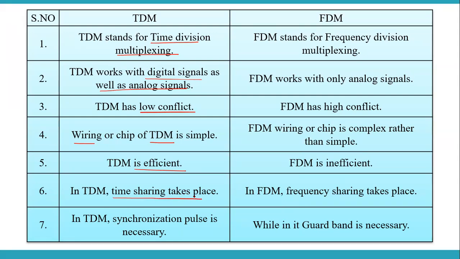Obviously, you are sharing the time, that is, you are giving a time slot to each and every user so that they can send their data in that particular time. And in TDM, a synchronization pulse is necessary. This means that between two devices, there must be a synchronization process, that they must synchronize with each other when sending the data. Okay. Then what is FDM? FDM stands for frequency division multiplexing. FDM works only with analog signals. It has high conflict. FDM wiring or chip is complex rather than simple. FDM is inefficient. In FDM, frequency sharing takes place, and in it, a guard band is necessary.